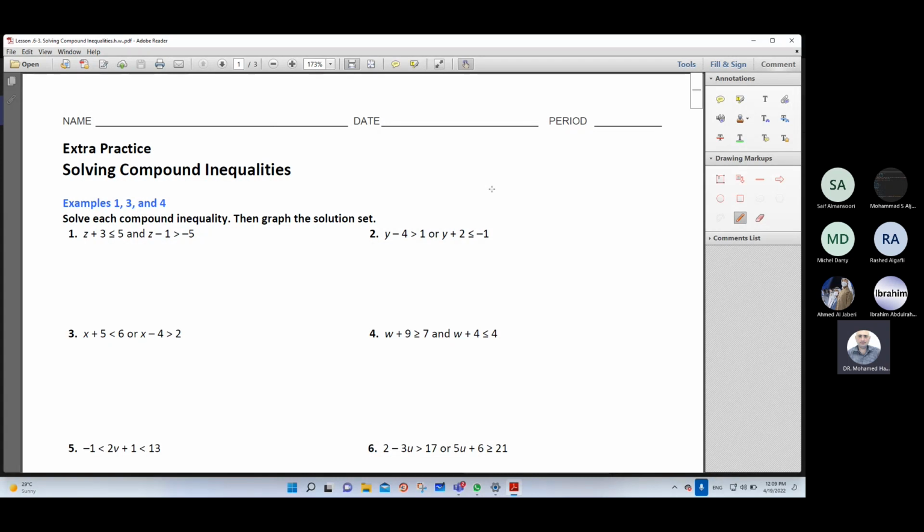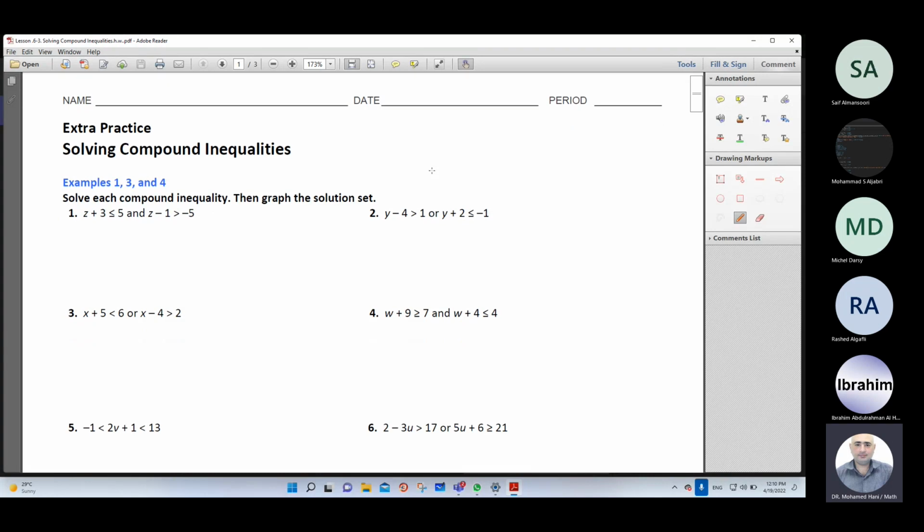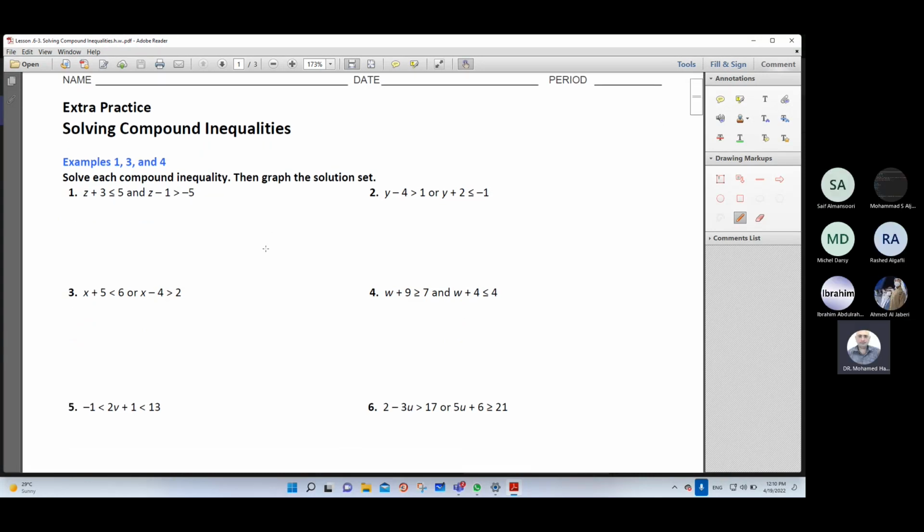Math grade 9 Algebra 1. We are in Module 6 Lesson 3, solving compound inequalities. Today we want to continue our work in this lesson. We have extra practice solving compound inequalities. So the question now: solve each compound inequality, then graph the solution set.